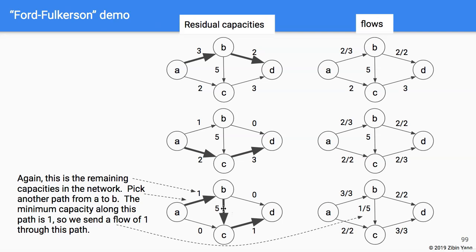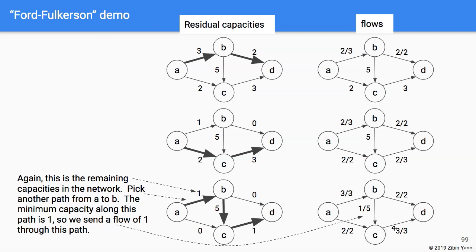So, the minimum capacity along this path is 1. Right? And that's how much flow we can send through this path. So through this path, we send a flow of 1. Now, we also send a flow of 1 through this edge here. Previously, we already sent a flow of 2, so the total flow that goes through the edge is now 2 plus 1, and that would be 3.